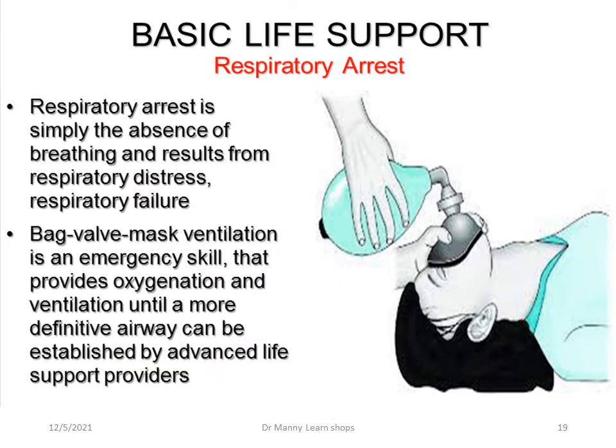Respiratory arrest is simply the absence of breathing and results from respiratory distress and respiratory failure. Bag mask ventilation is an emergency skill that provides oxygenation and ventilation until a more definitive airway can be established by advanced life support providers.